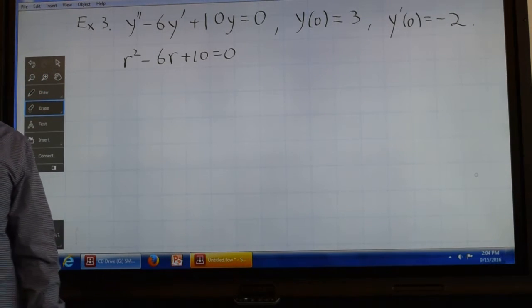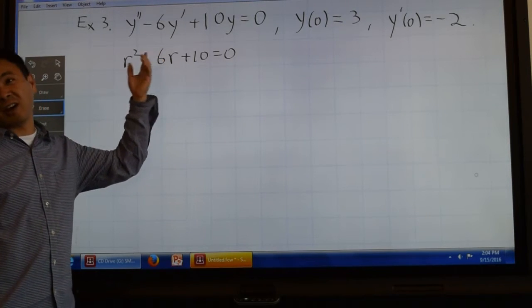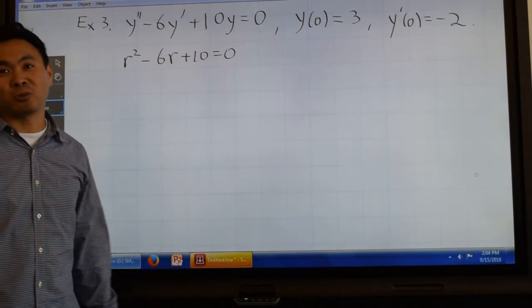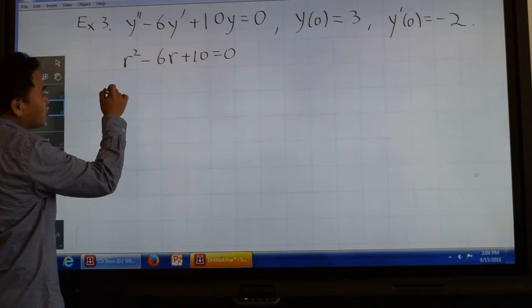And I guess completing the square is easier when this number here is even. If it's odd, then you don't have much choice. You'll have to go to the quadratic formula. Okay, if this is even, this is what you do.